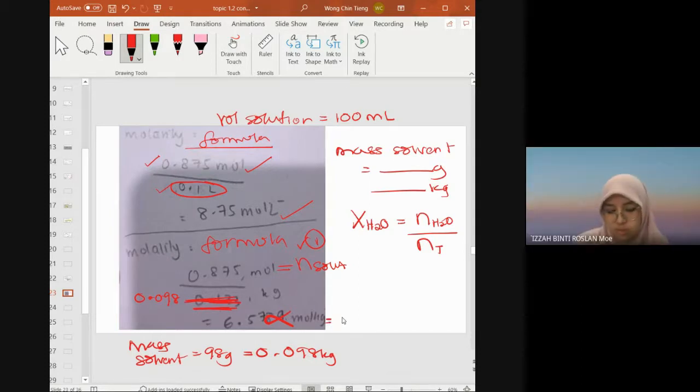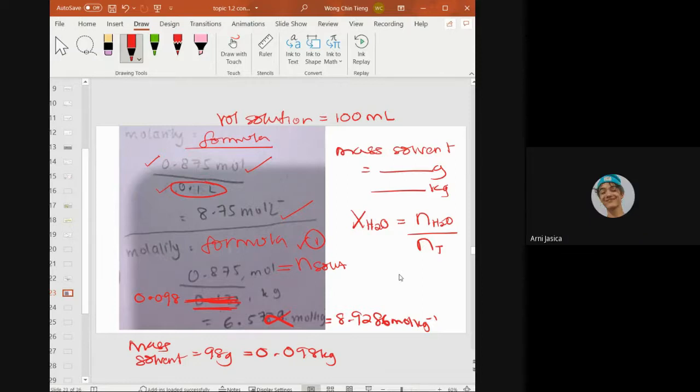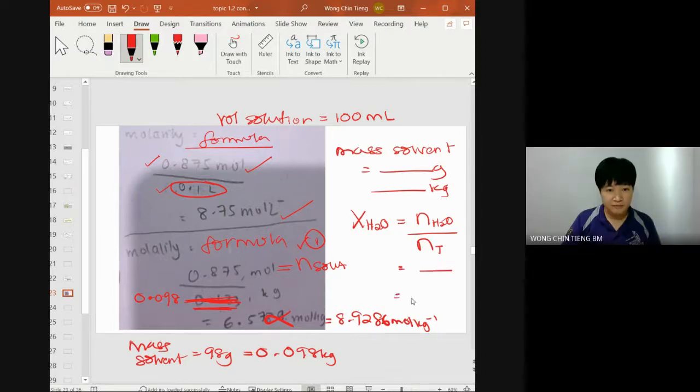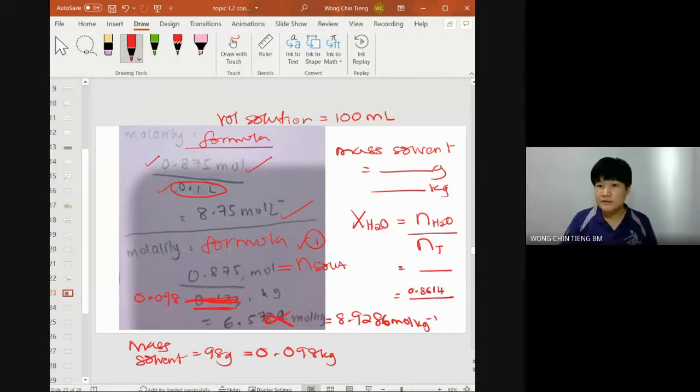I got 8.9285, 86, 85. Okay, mole per kg. That's fine. Okay. Mole fraction of water, your answer? 0.8614. Do you agree, class?